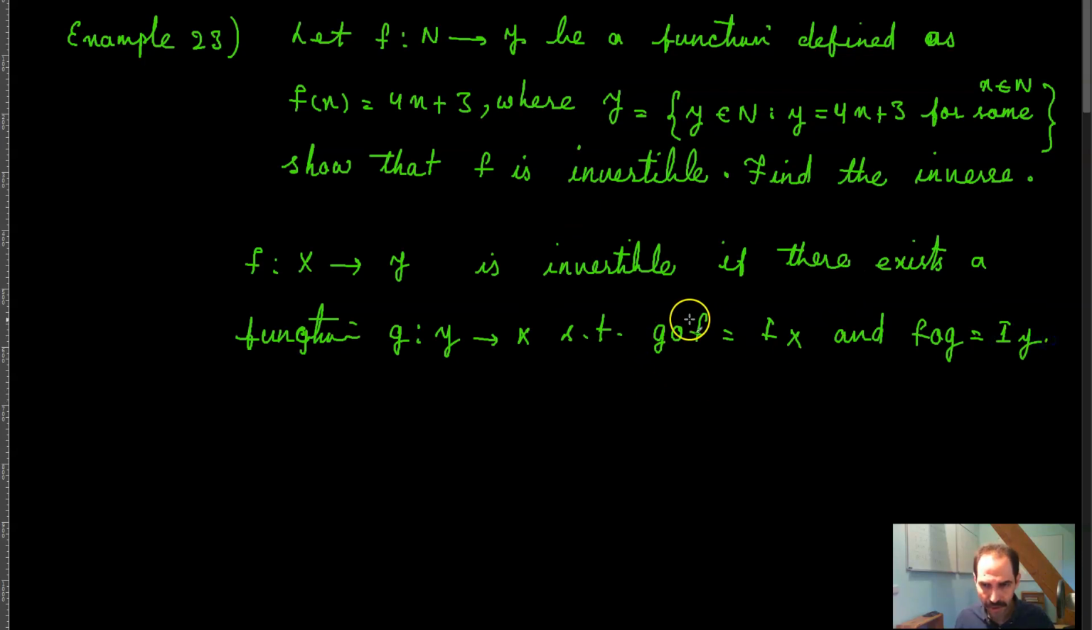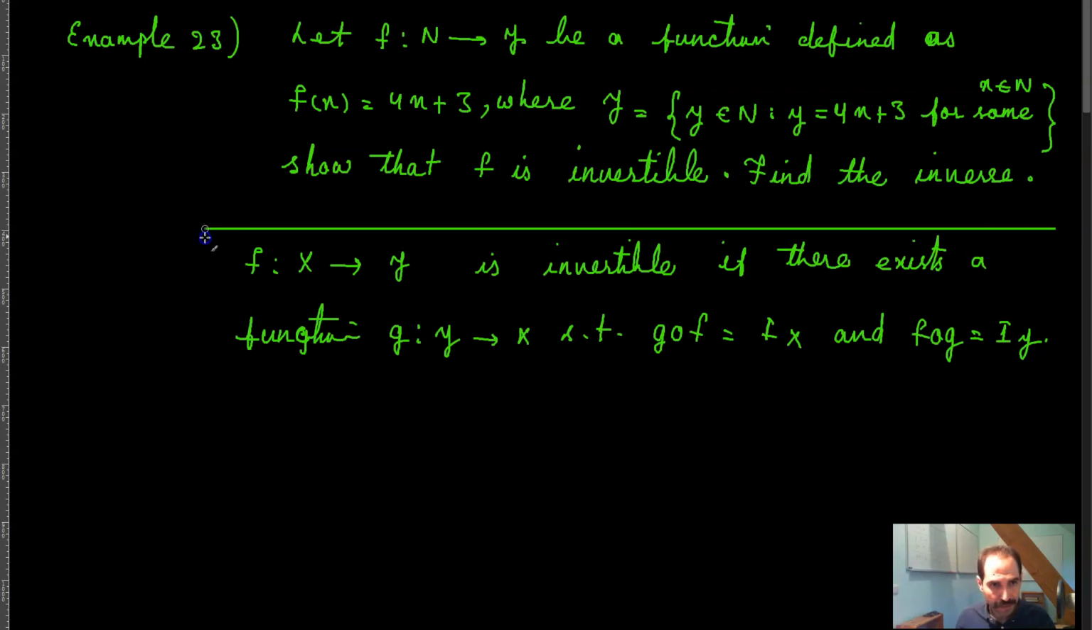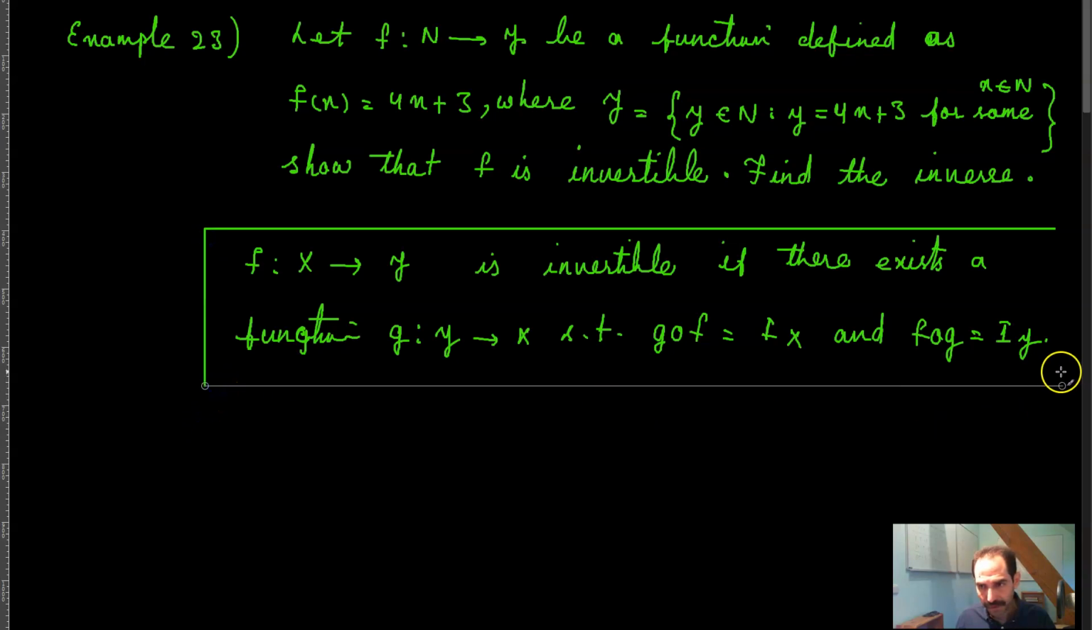So that is basically the definition that we had. We said that the function f from x to y is defined to be invertible if there exists a function g from y to x such that g o f is equal to I of x and f o g is equal to I of y. And then the function g will be called the inverse of f and is denoted by f inverse. Now, this was the definition, and so we can now work with this definition.